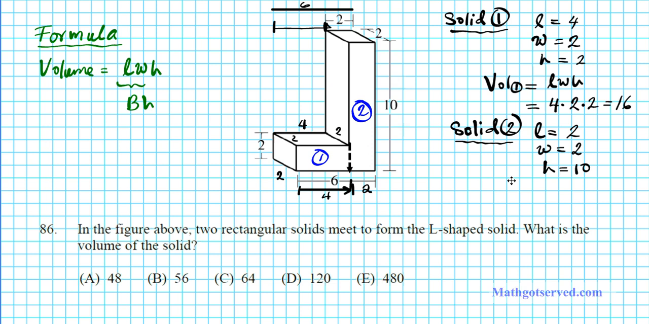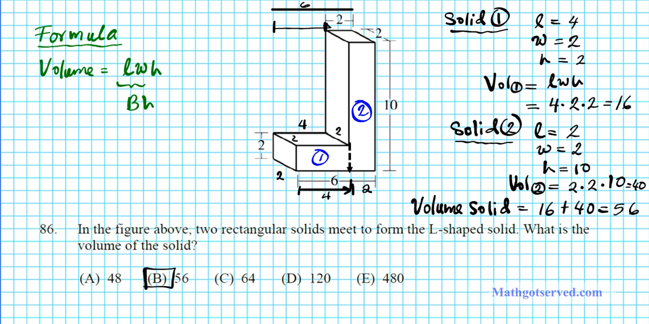All right, so volume of solid 2 is length times width times height again, which is 2 times 2 times 10. 2 times 2 times 10 is 40. Okay? So what is the volume of the solid? So volume of the solid is simply volume of solid 1 plus volume of solid 2, which is 16 plus 40, and your final answer is 56 square units. All right, so our answer is option letter B.